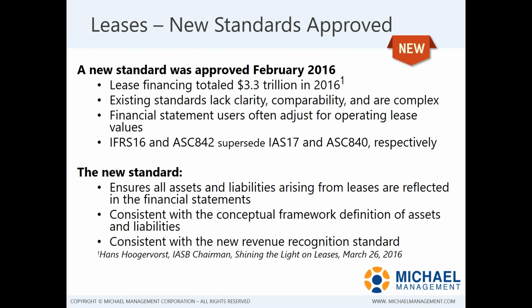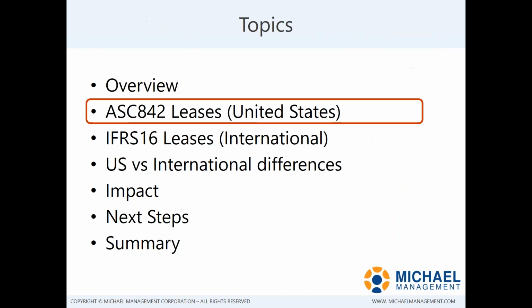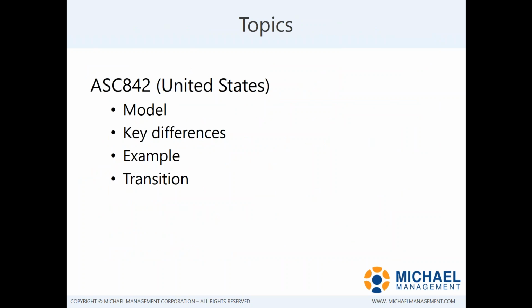The new standard ensures that the assets and liabilities are reflected. That's new. Today you only see typically operating leases in the income statement as a lease payment, and the capital leases are the only thing you see on the balance sheet. With this new standard, operating lease assets will be added to the balance sheet along with the liability. This standard was also designed to be consistent with the new revenue recognition standard, which is effective at the beginning of 2018. So what does this look like in the U.S.?